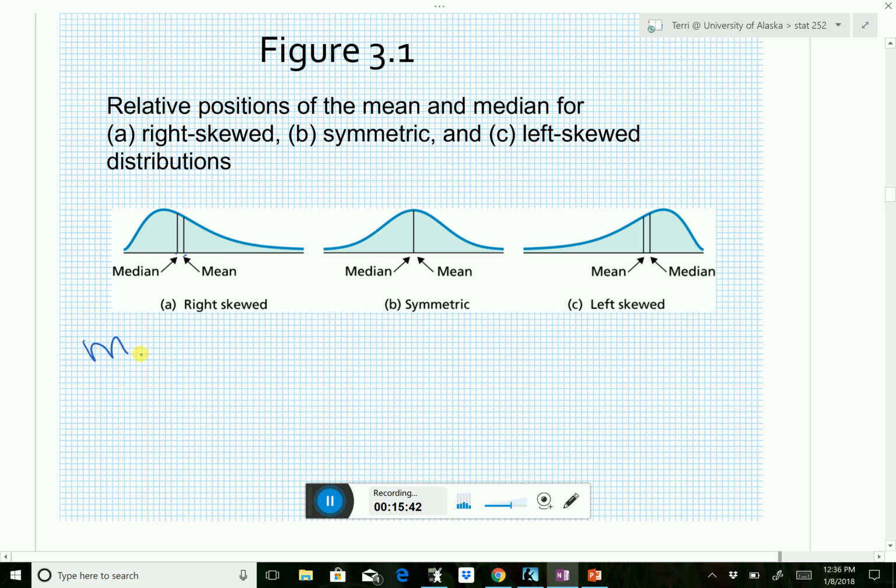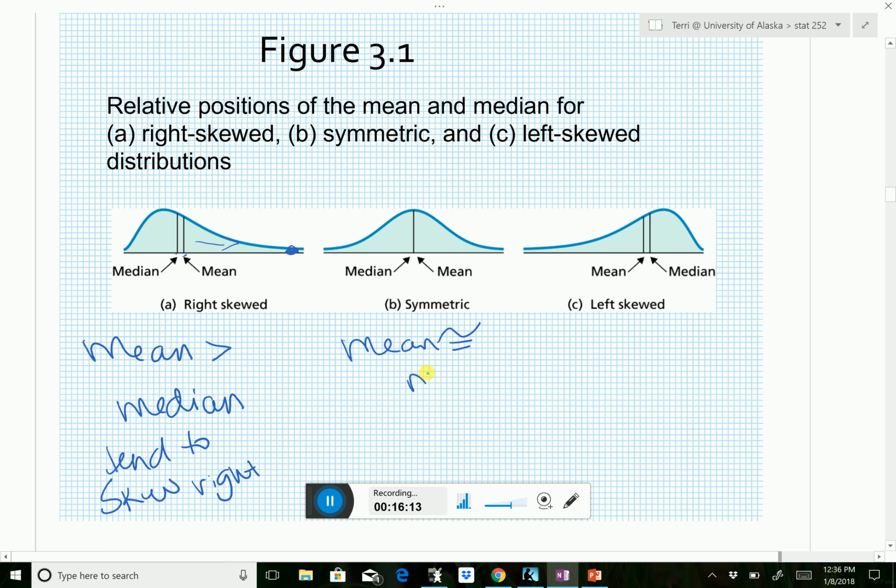So when your mean is greater than your median, then you tend to skew right. It means that there's one or two outlying observations over here that's pulling your mean up, but it doesn't have as much of an effect on the median. And then symmetric, they're about the same. The mean almost equals the median, so they're very similar.